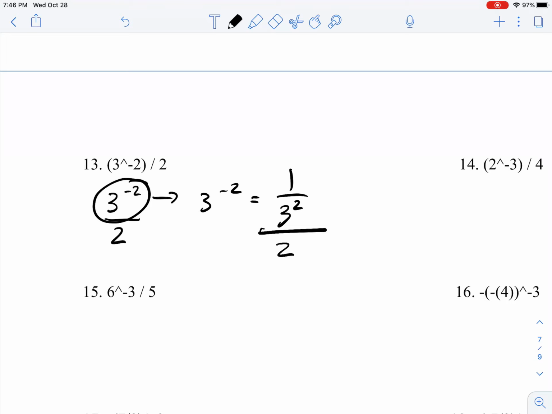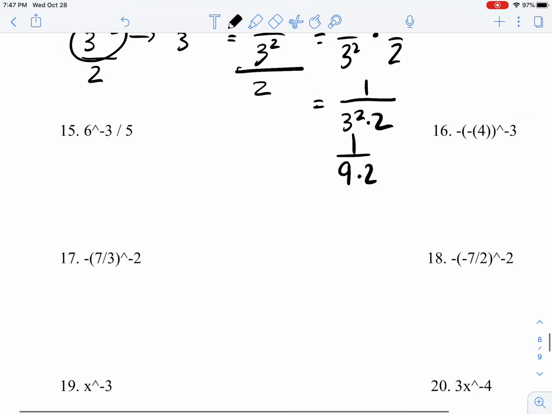Now, when you divide by 2, you're basically multiplying by its reciprocal. So, instead of writing it like this, where it's very confusing, you can write it like this: 1 over 3 squared times 1/2. Since you're dividing by 2, you can just multiply by the number 2's reciprocal, which is 1/2. When you do this, you get 1 over 3 squared times 2. What is 3 squared? 9 times 2 over 1. Now, 9 times 2 is just 18, so your answer is 1 over 18.